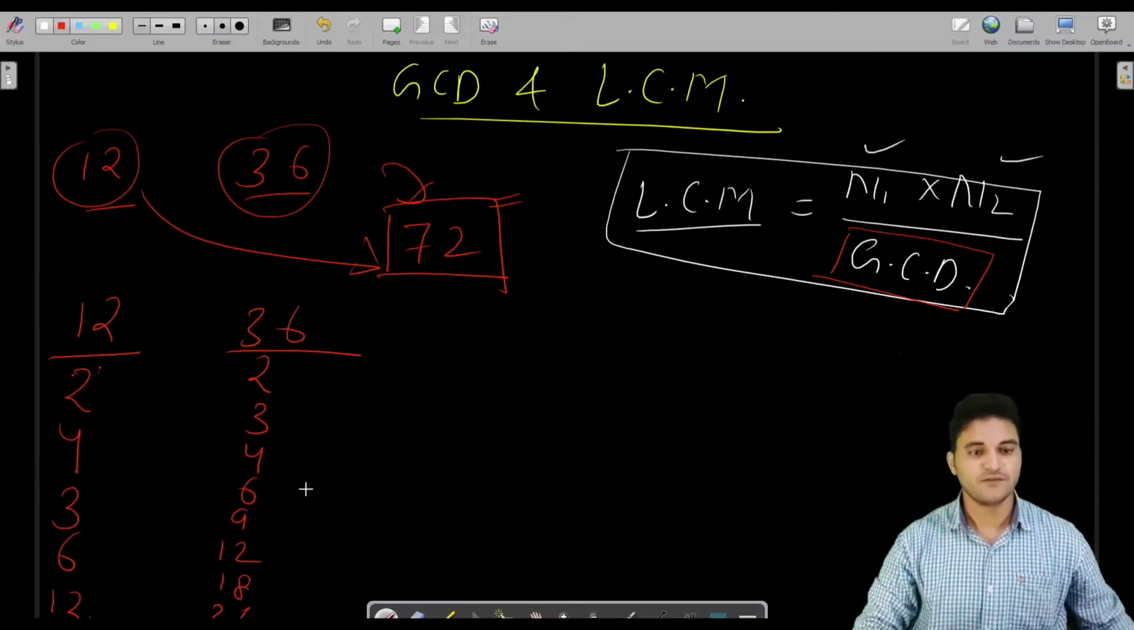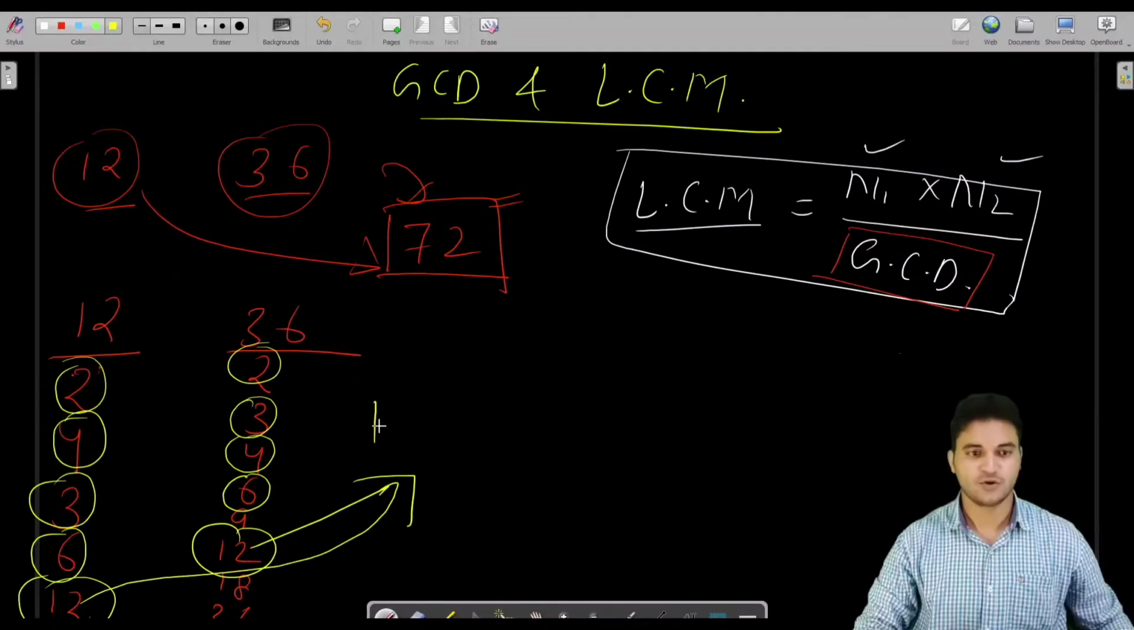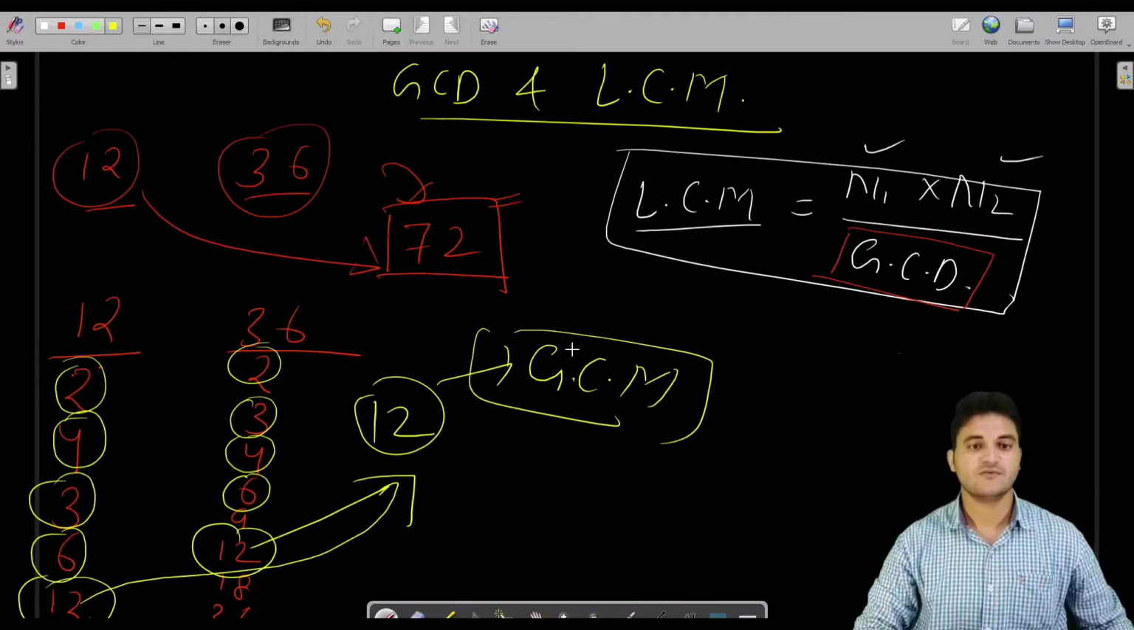So what we have to do is get the greatest common divisor. The number should be greatest and it should be common to both sets of divisors. So 2 is common but 2 is not greatest. 4 is also common, 3 is also common, 6 is also common, 12 is also common, and nothing beyond that is common. So among all of these, 12 is the greatest. So 12 would be the GCD, greatest common divisor. This is the concept of LCM, and this is the concept of GCD, do not confuse them. So this is all we have to do.